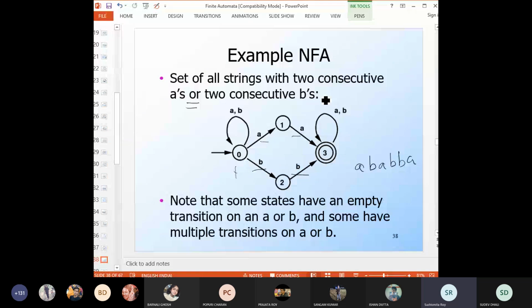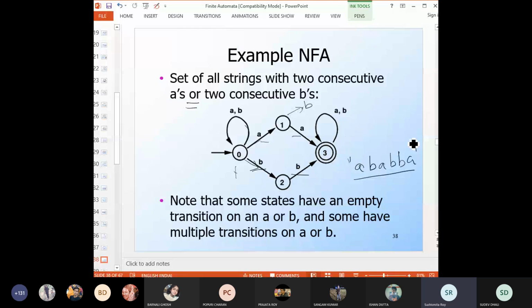Sometimes there is no next state at all. For example, from state 1, you do not have a next state transition on B. And from state 0, you have two different transitions on A and two different transitions on B. So which should you take? Actually, what you should do is try both options. Sometimes it will be multiple options. And if any of these options take you to the final state on the consumption of the entire string, then this string is accepted by the finite automata.